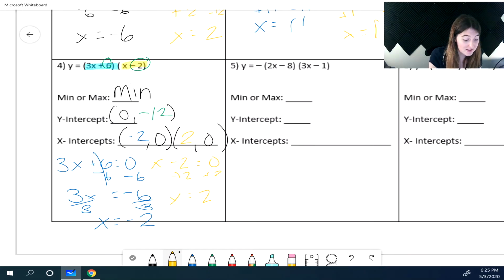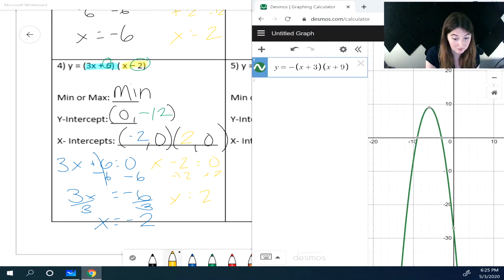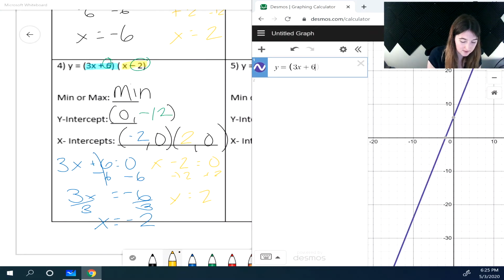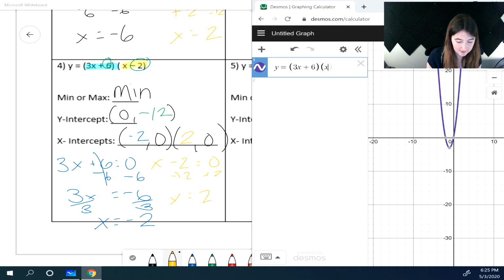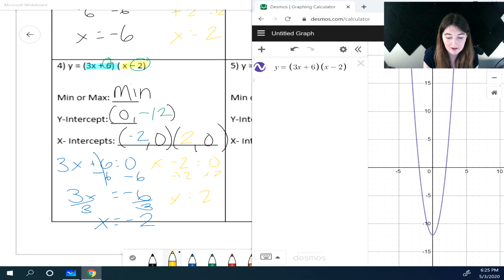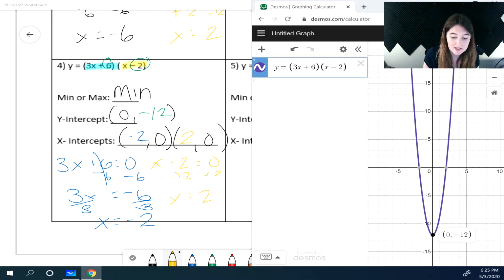Okay, let's go ahead and plug this into Desmos just to check that we are right. So let's type y equals parentheses 3x plus 6 parentheses x minus 2. So here is my parabola. My y-intercept is at 0, negative 12. It opens up, so it is a minimum. I skipped that part. It is a minimum. My y-intercept is 0, negative 12. And let's check out our x-intercepts. Negative 2, 0, and 2, 0.